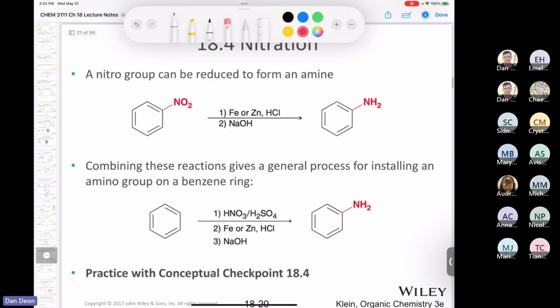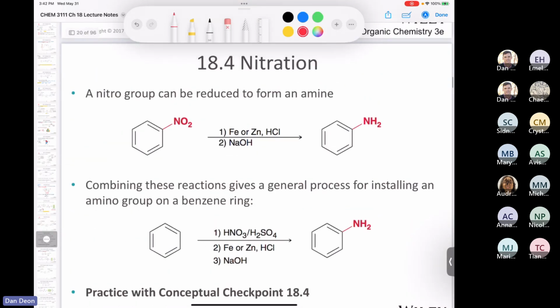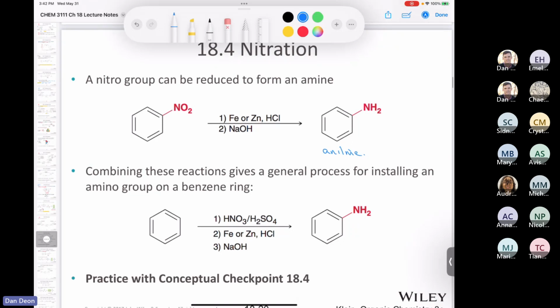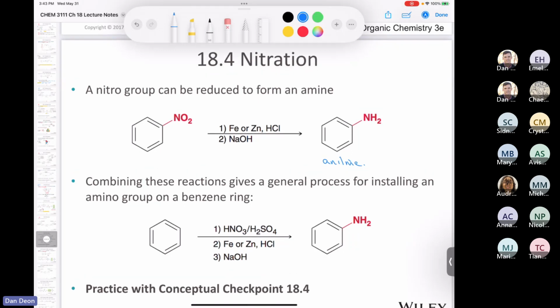Then we go here, and that brings us to what would you do with a nitro group? Well, you can reduce a nitro group to an amine, right? And then you make an aniline derivative, or you can make aniline. So this is aniline, right? And that's an amine, and you can do all kinds of stuff with that. So how do you reduce a nitro group? There's a couple of ways to do it, but it says here that one of the best ways to do it is to use iron or zinc and hydrochloric acid.